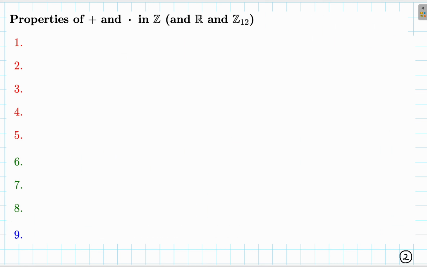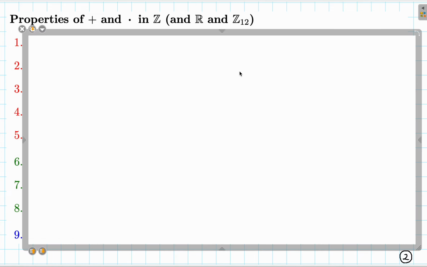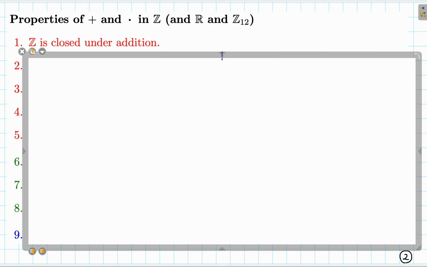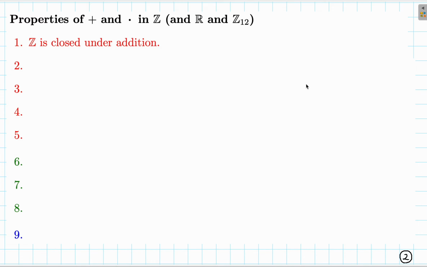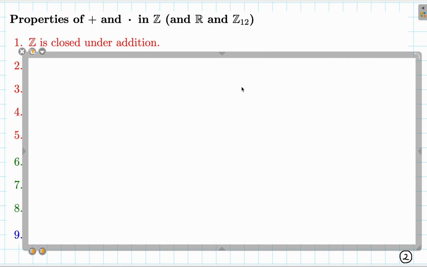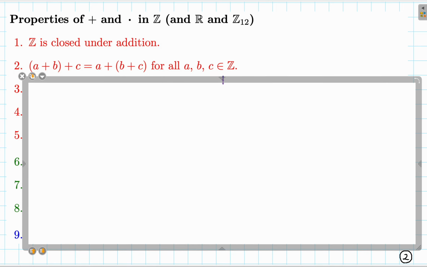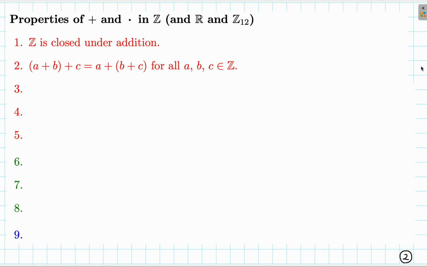Here are the properties of addition and multiplication that are satisfied in Z and in the real numbers R and in Z12. And let's take them one operation at a time, starting with addition. First, Z is closed under addition. Next, addition of integers is associative. In other words, we can move parentheses around and regroup elements in the sum without affecting the value of the sum.